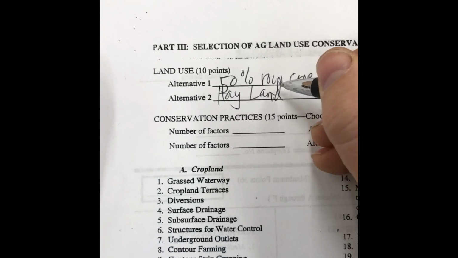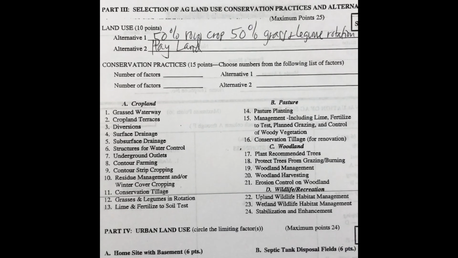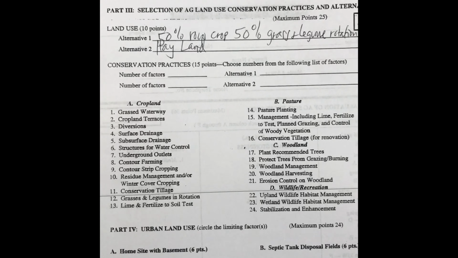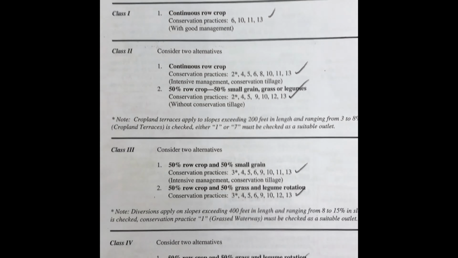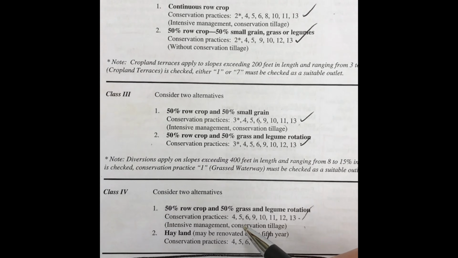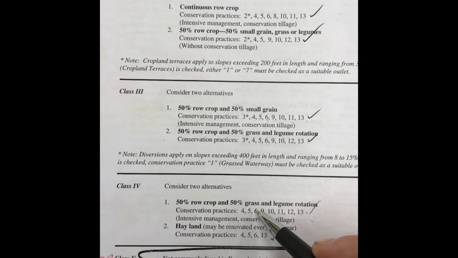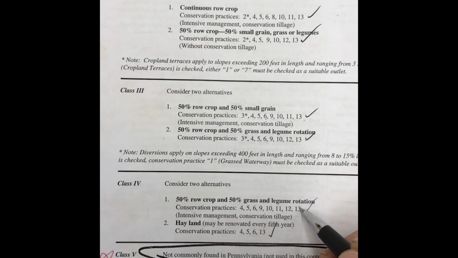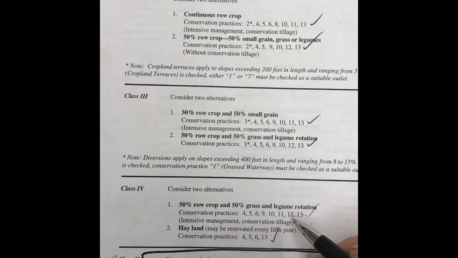The next part, conservation practices. This is where people get confused as far as the numbers of factors and the alternatives, okay? But if we're familiar with this sheet on the manual, once again, it becomes a little easier to understand. Number of factors for class 4. All right, 1, 2, 3, 4, 5, 6, 7, 8. We have 8 factors needed for alternative 1 in class 4.